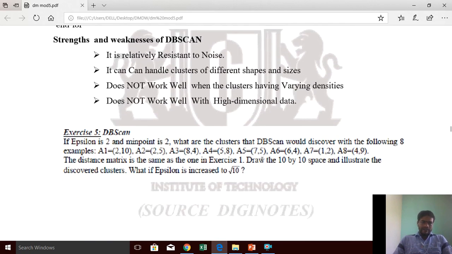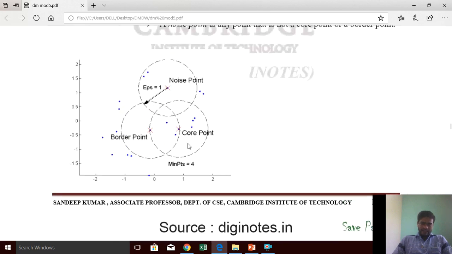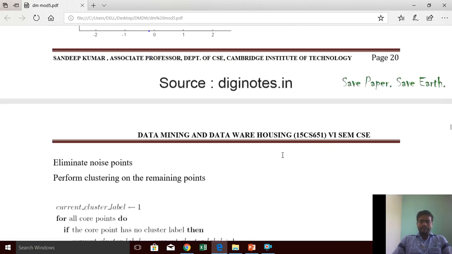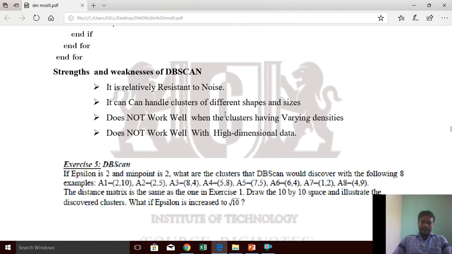So what are the strengths and weaknesses of the DBSCAN algorithm? It is relatively resistant to noise. All the points which are outside the radius of epsilon, outside this circle, are directly neglected. Means no noise points can be treated as interior of the circle, or taken as within the cluster.